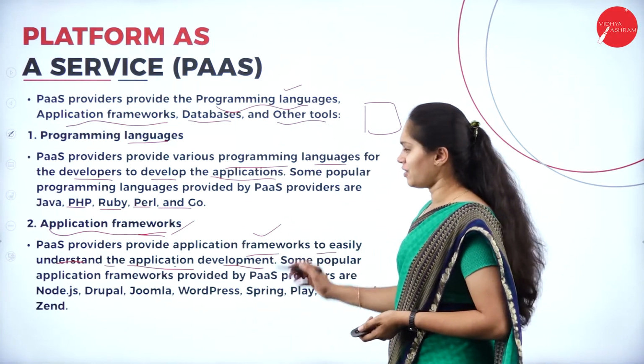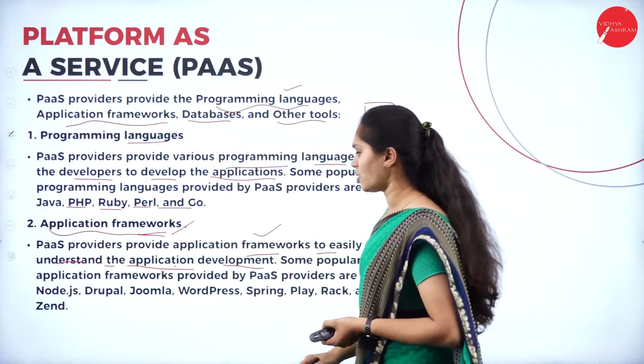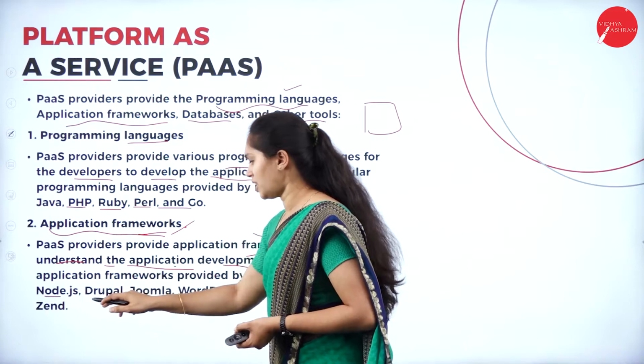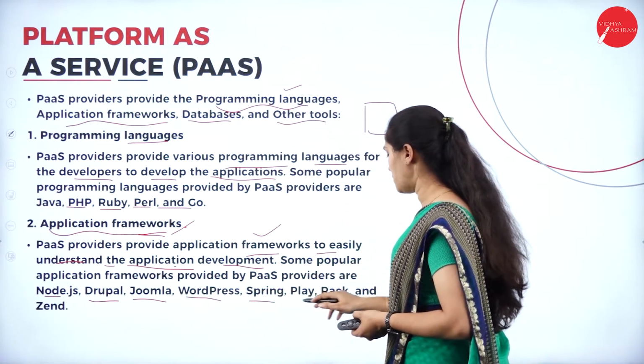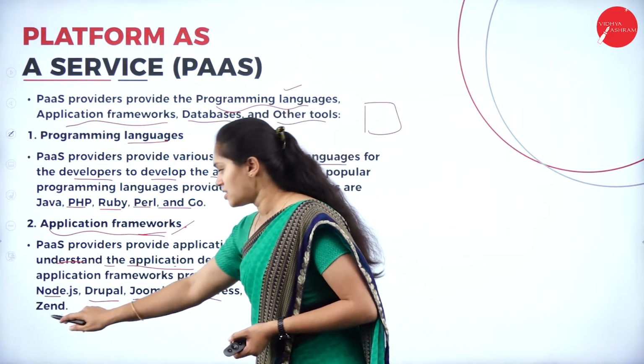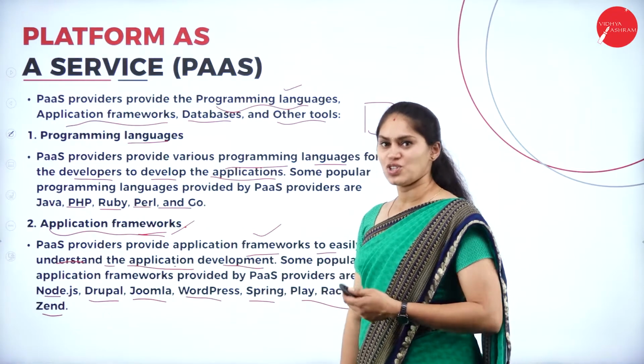And here we also have some examples of important application frameworks that include Node.js, Drupal, Joomla and WordPress, Spring and Play, Rack and Zend. These are the examples which come into the category of application frameworks.